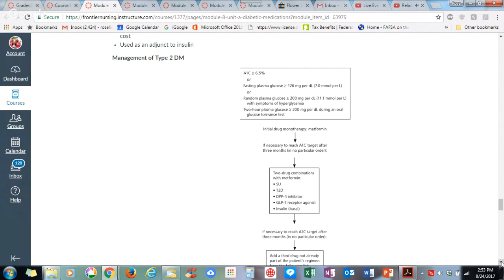For the management of type 2 diabetes, if A1C is equal to or greater than 6.5%, or fasting plasma glucose is equal to or greater than 126 milligrams per deciliter, or random plasma glucose is equal to or greater than 200 with symptoms of hyperglycemia, and 2-hour plasma glucose is equal to or greater than 200 during an oral glucose tolerance test, the initial drug monotherapy is metformin, if necessary to reach A1C target after 3 months.